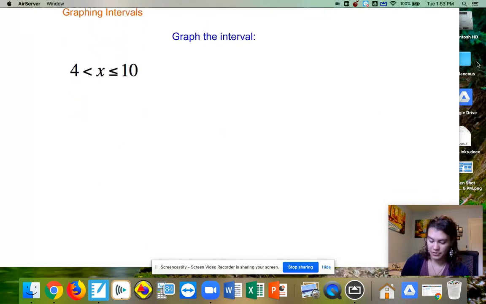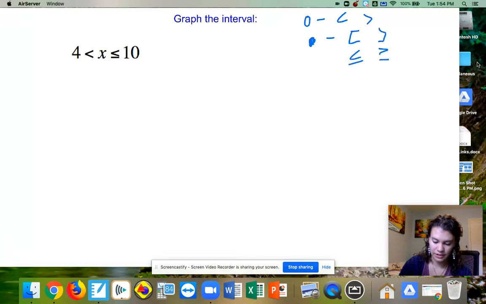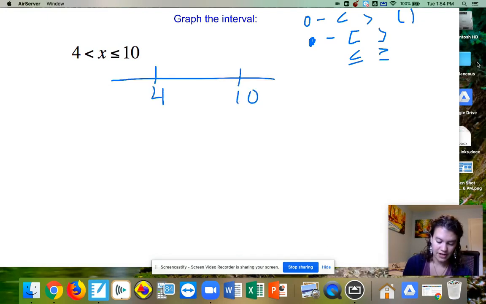So next we're going to graph some intervals. This is basically like graphing on a number line. As a reminder, an open circle is the same as your less than, and a closed circle would be your brackets or your equal to signs. This is your parentheses as well up here. So if I want to graph this, I'm going to draw my number line. We need 4 on here, we need 10 on here. So if we're saying 4 is less than x, there's no equal to, so we want an open circle, a closed circle at 10, and that would be the graph of your interval.